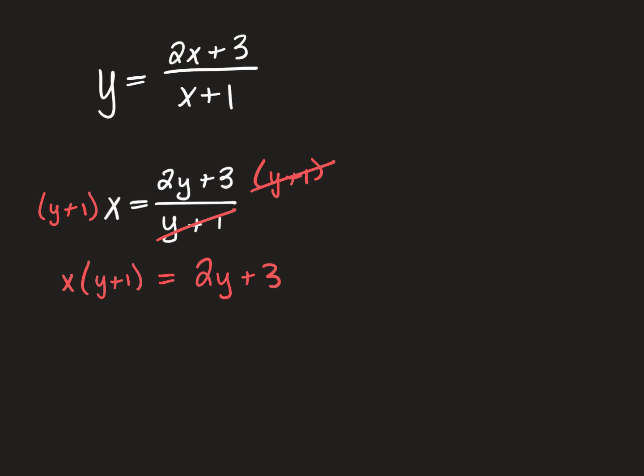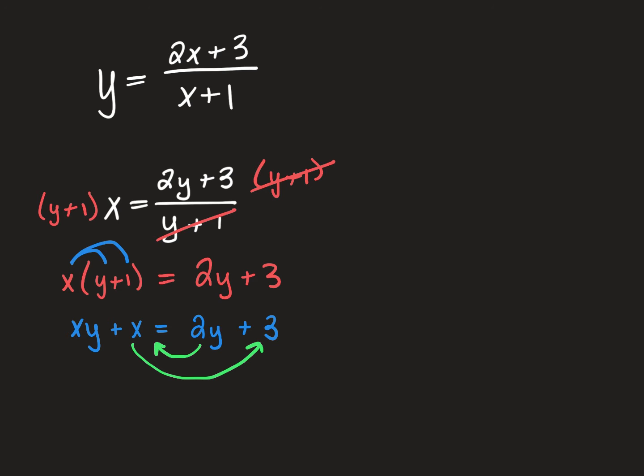All right, next we're going to distribute that x through. So that's going to become xy plus x equals 2y plus 3. All right, so again, our goal is to be getting y by itself. So we want to put everything with y on one side of our equation and everything without it on the other. So basically that means I'm going to be moving my 2y over here and my x over here.